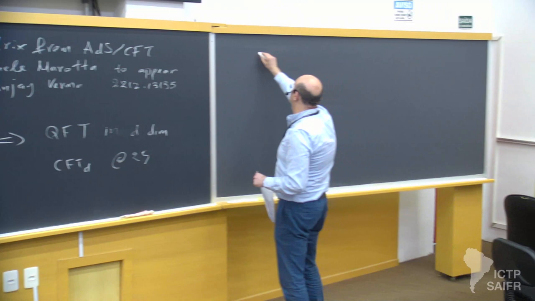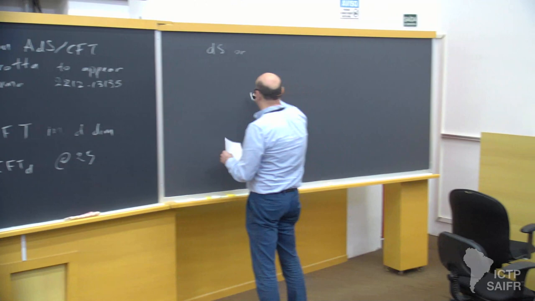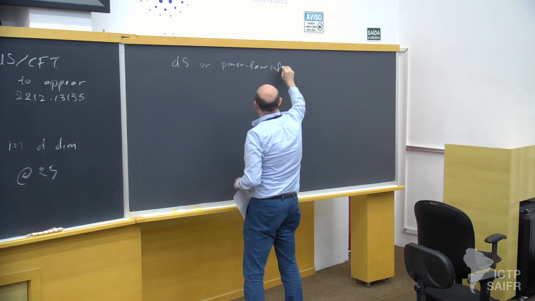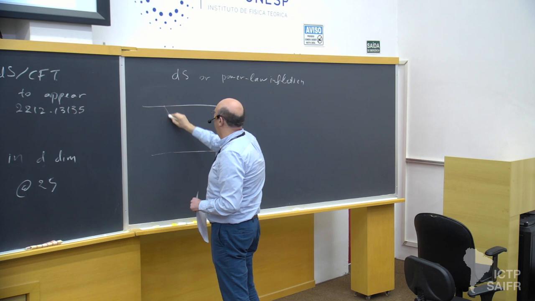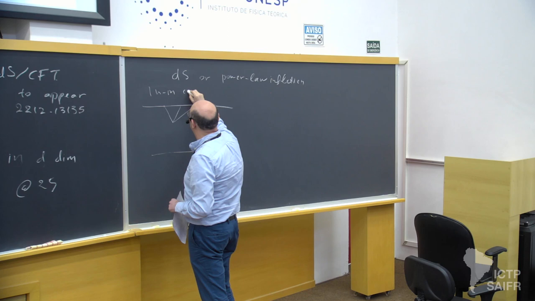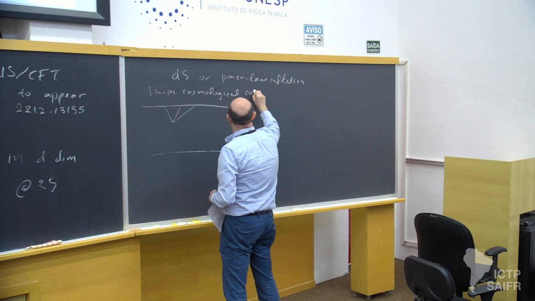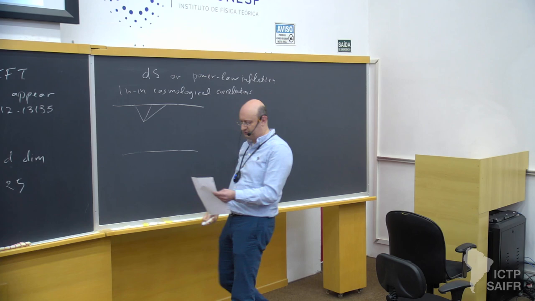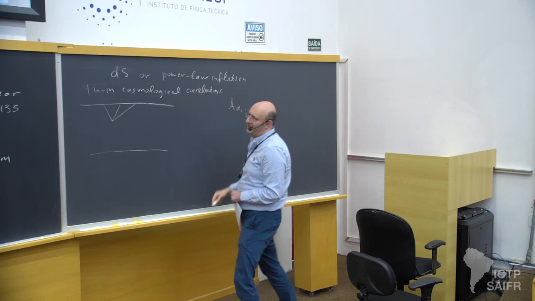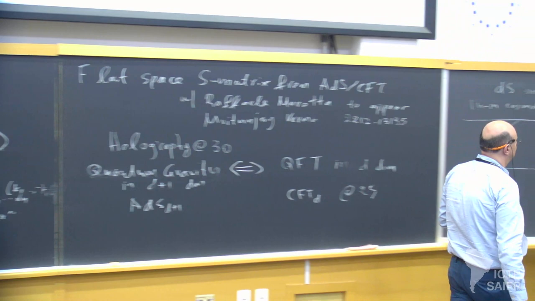So the second example is if you're looking either at de Sitter or power law inflation. In that case, the boundary becomes future infinity. And then in this case, you have cosmological correlators, which is the imprint at late time. So this is kind of the Penrose diagram of de Sitter. So then you get those from the same data we have here, upon doing analytic continuation.